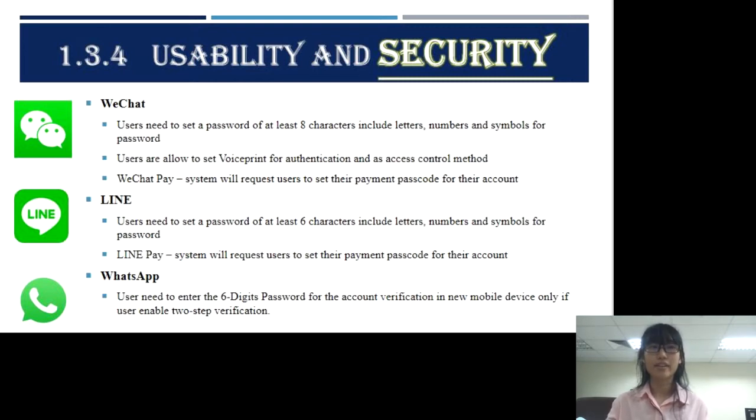The second one is the Line app, where users need to set a password like WeChat, at least 6 characters, including letters, numbers, and symbols. And same as WeChat Pay, Line Pay also requests users to set a payment passcode for their accounts. The last one is the WhatsApp application, where users need to enter a 6-digit password for account verification on a new mobile device, only if the user enables the 2-step verification method.